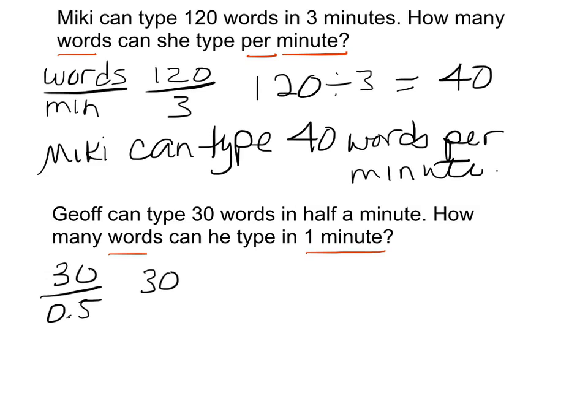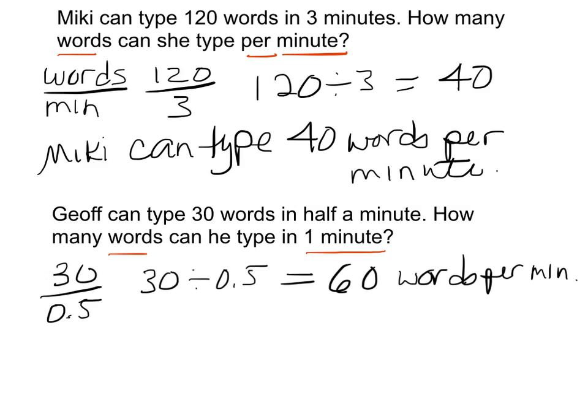We are going to divide by the denominator so we can get how much per 1 minute. So divided by 0.5, that's what we're going to type in the calculator. And we end up with 60. 60 what? What does it mean? 60 words per minute. Okay, and then you're going to finish it out with a nice, beautiful sentence.